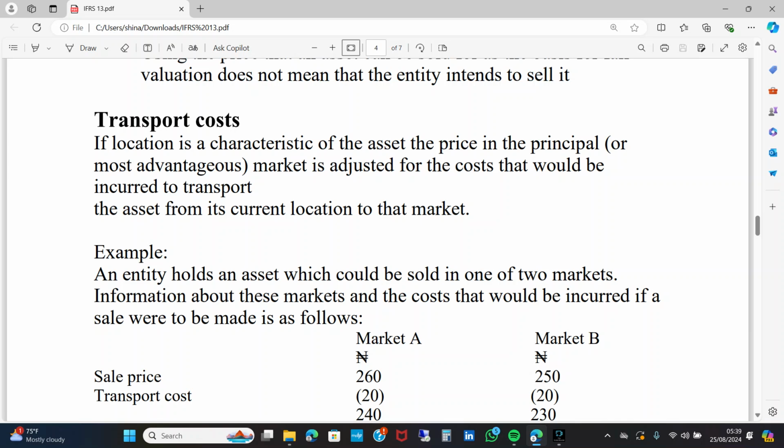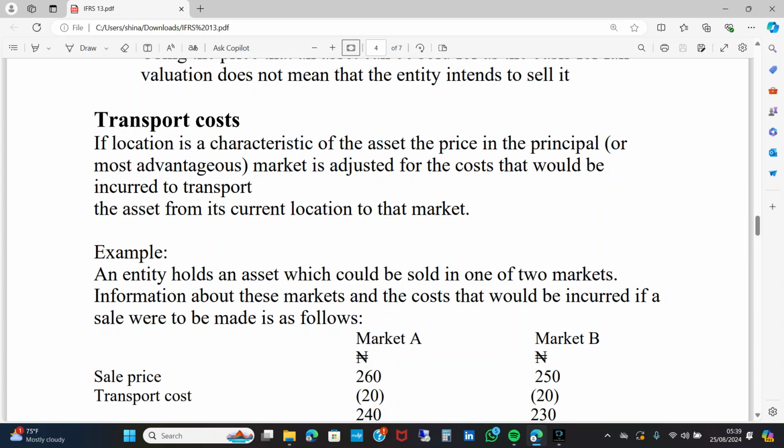Please, transport cost is relevant when you are calculating or determining fair value. That means we are going to consider transport cost when you are determining fair value. So I will come again. Very importantly, transaction cost is ignored while you deduct transport cost when you are calculating fair value. So we are going to go to the board now and we are going to solve a computational question on how to calculate fair value, because it comes out in the exam.